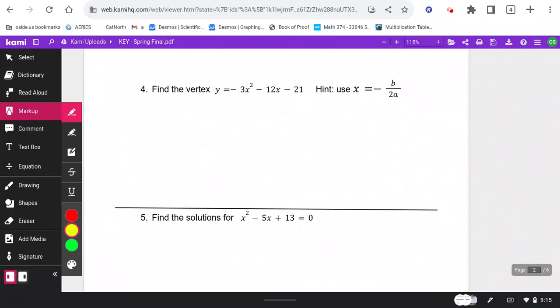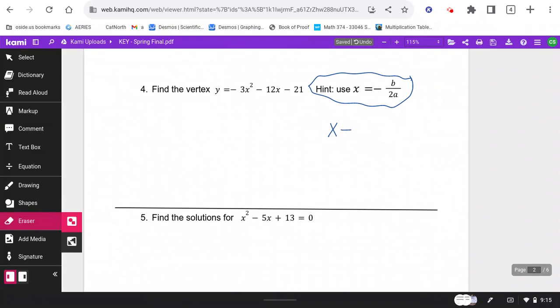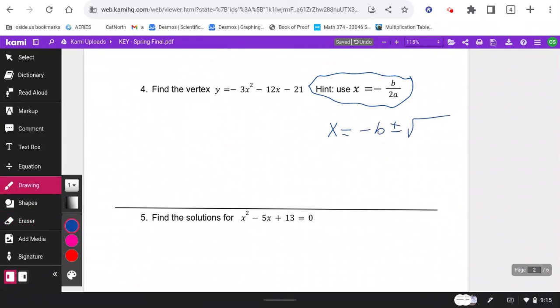Okay, find the vertex. So you can just use this little vertex formula, or if you don't remember the vertex formula, you can put it into vertex form. So I'll show you both ways. But just to remind you where this came from, we know that the entire quadratic formula looks like this.